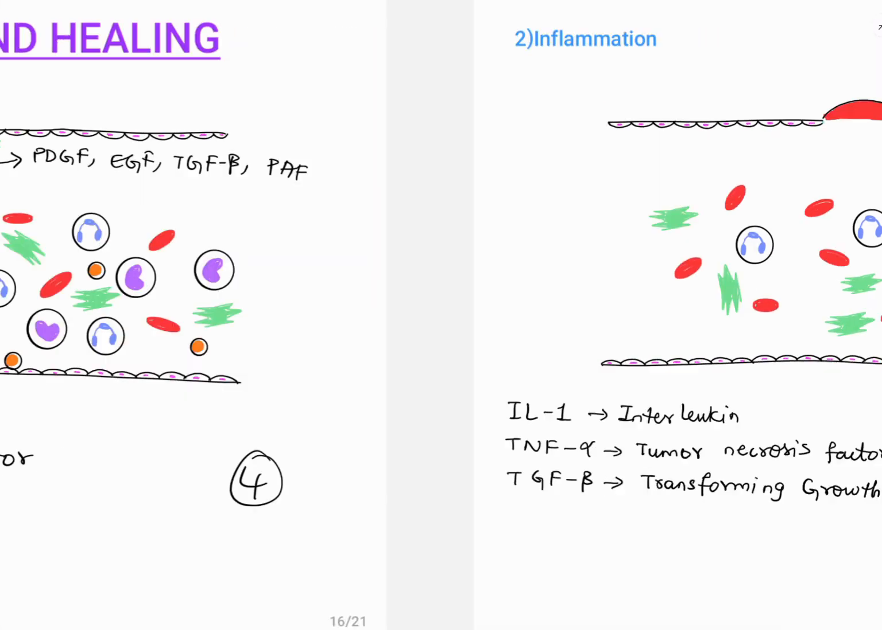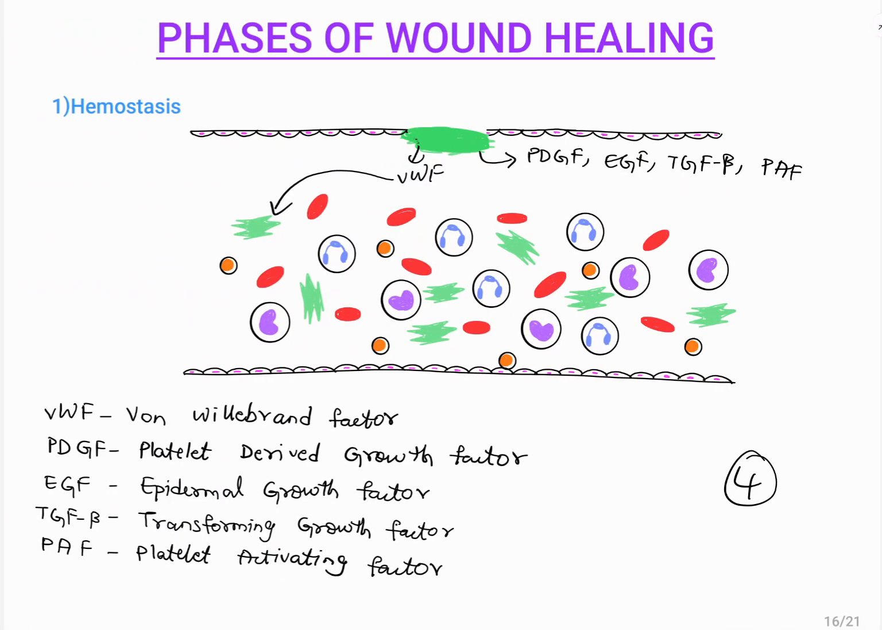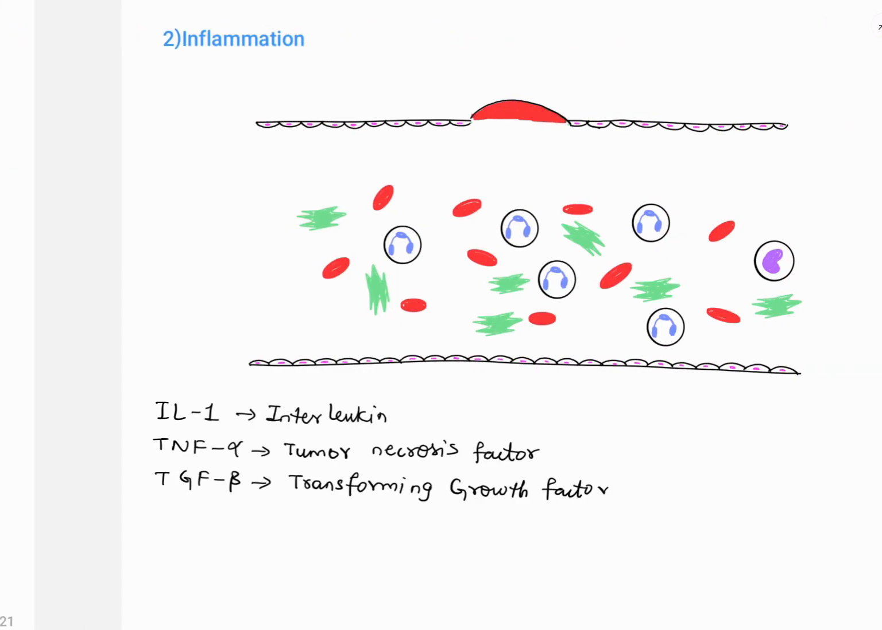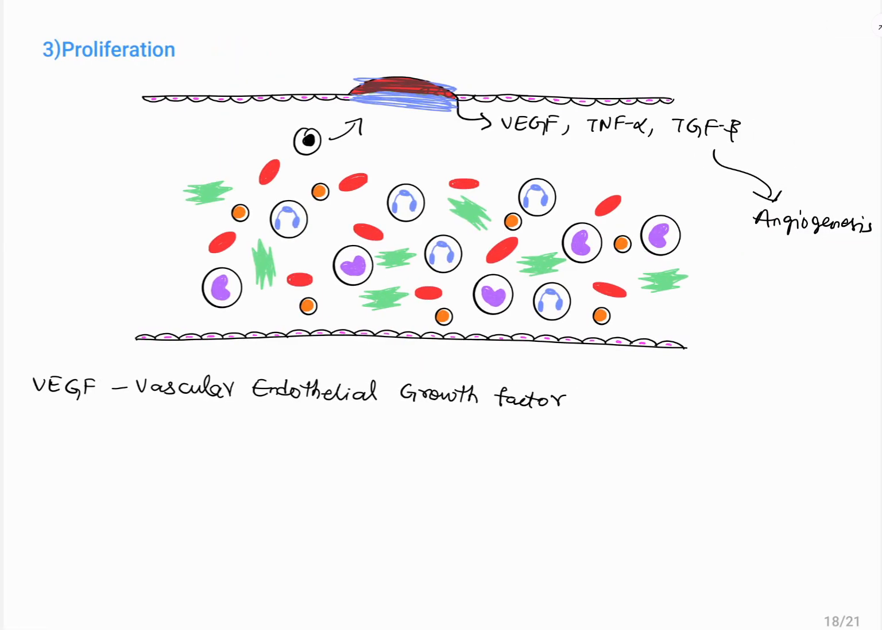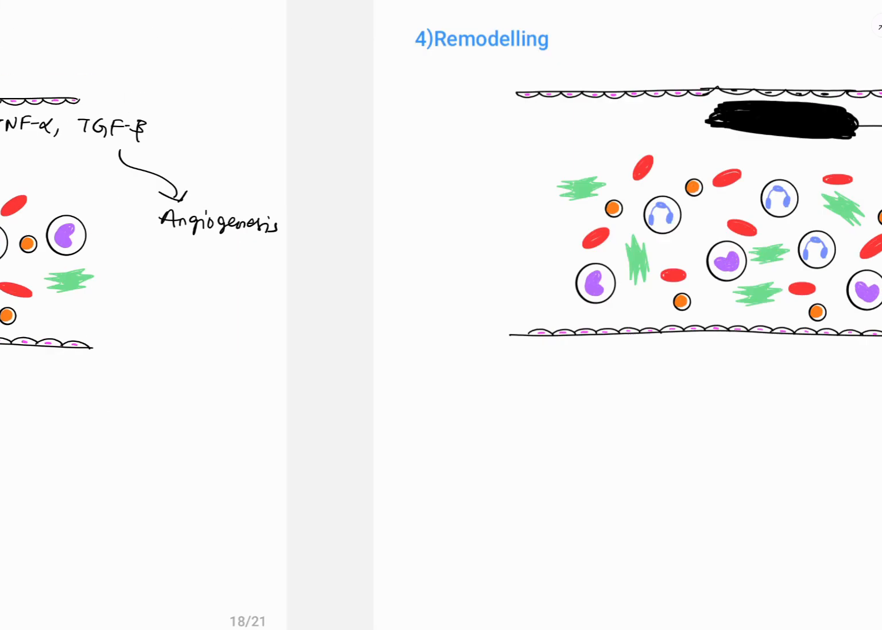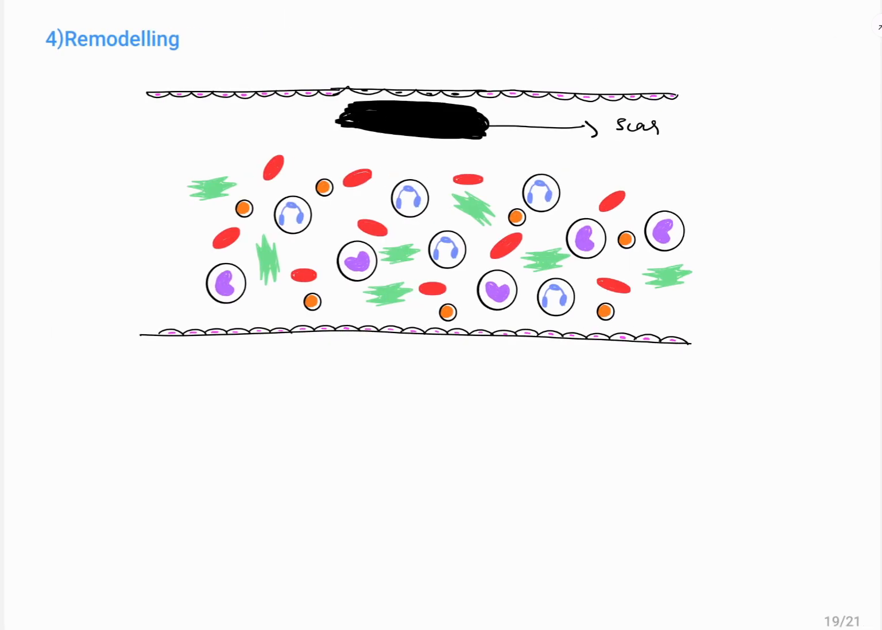Here, in the phases of wound healing, let us see the time duration of each phase. The hemostasis, which begins immediately after the formation of wound. The second phase, that is inflammation, which lasts for 72 hours. Then proliferation, which is seen from the third day to 3 to 6 weeks of period. And finally, the last phase, which is remodeling phase, it lasts for 6 weeks to 1 to 2 years.